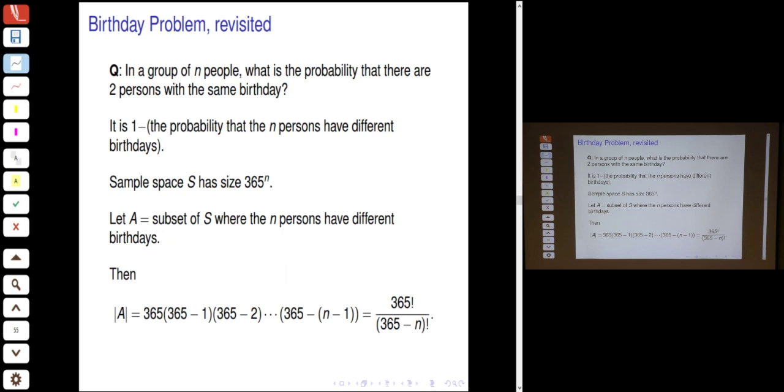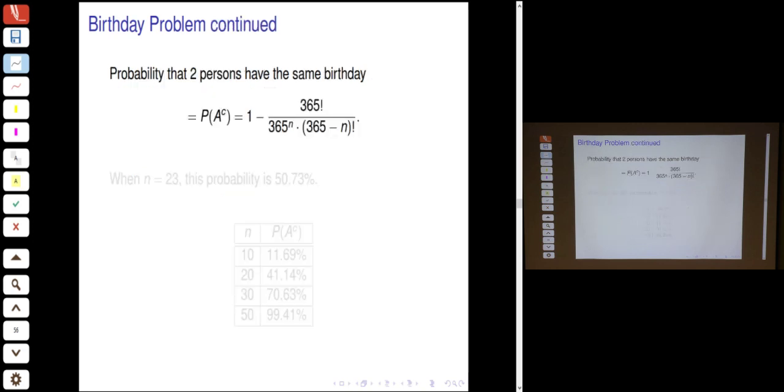So let me add this. The probability of A will be A divided by S, right? So this number divided by 365 to the power of n. So the circled number moves up there, right? So this is the circled number divided by this number. Okay. So the probability of two persons having the same birthday is calculated by this formula.